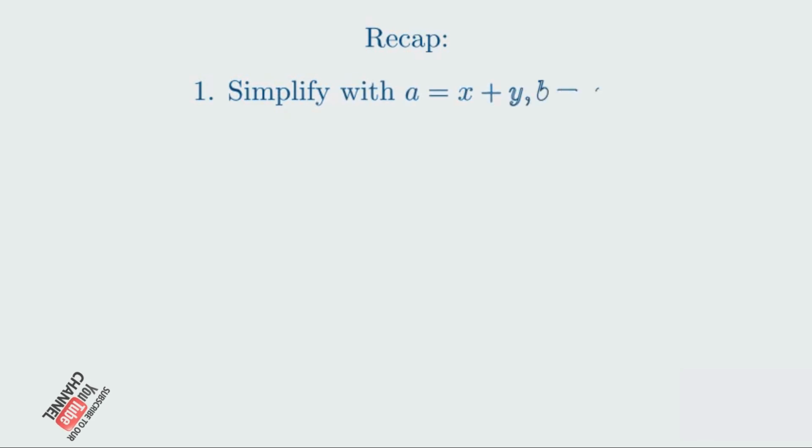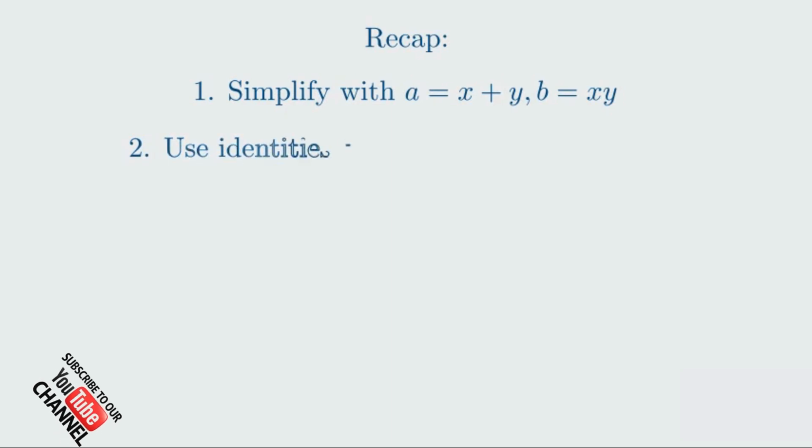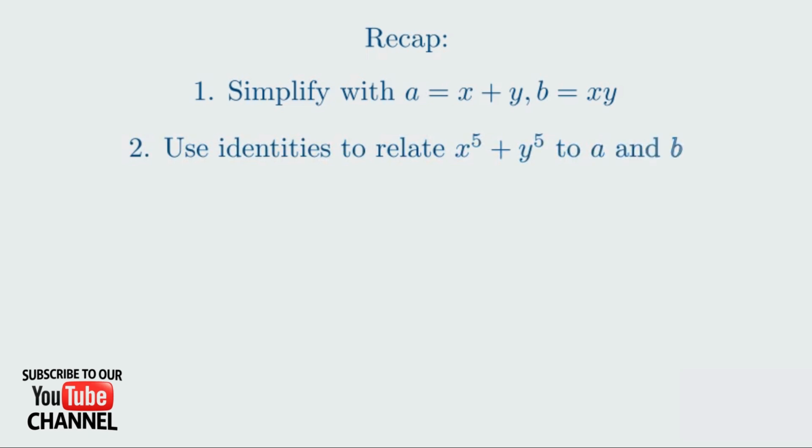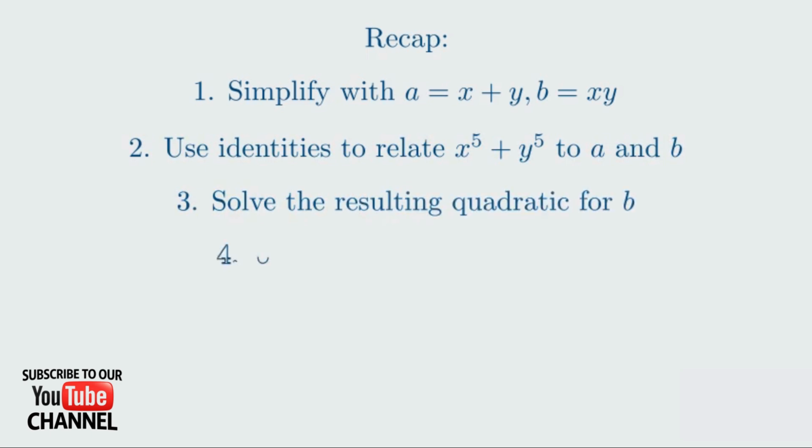So, to recap what we did, we first introduced new variables a and b to simplify the problem. We then used algebraic identities to transform the fifth power equation into an equation in terms of a and b. We solved this new equation, which turned out to be a quadratic for b. Finally, we used the values of a and b to create a new quadratic equation whose roots were the original variables x and y. By following this step-by-step process of simplification and the strategic use of algebraic identities, we were able to solve what appeared to be a very difficult problem. Well done!